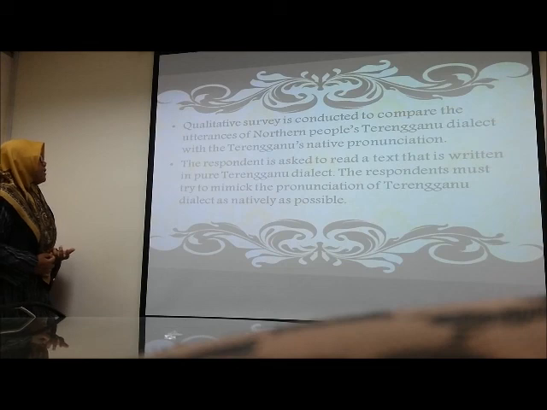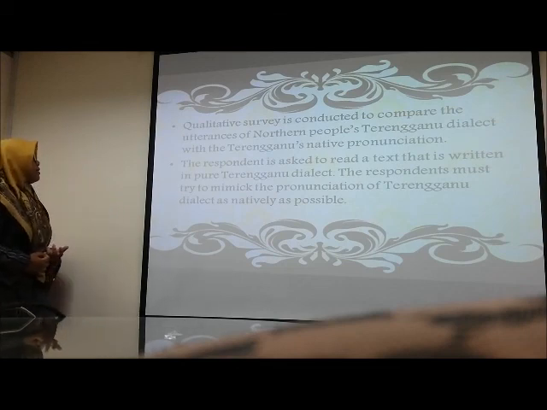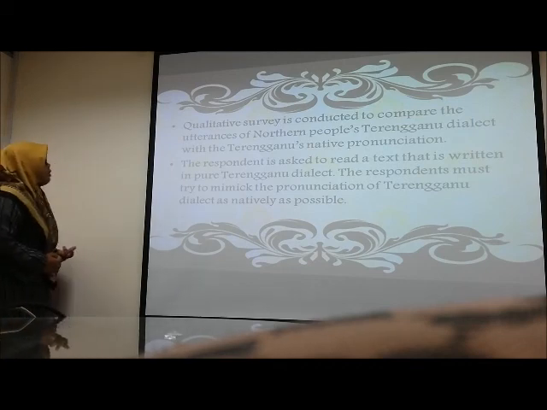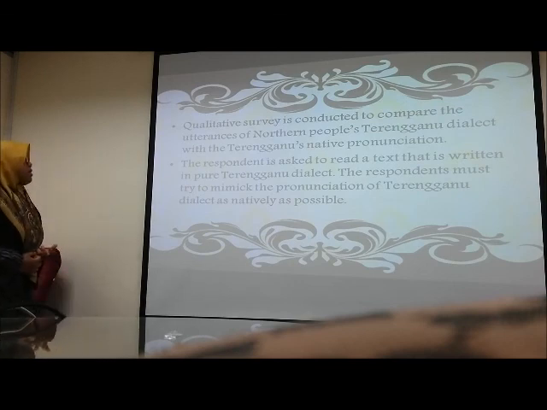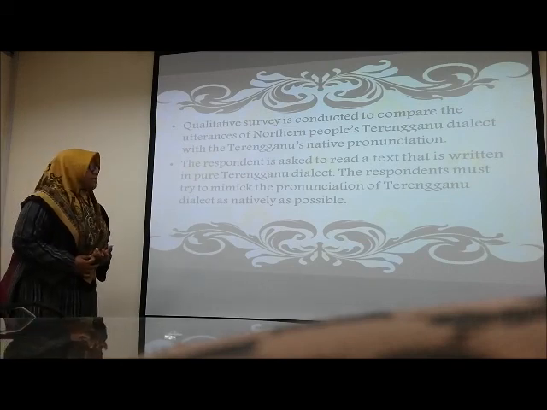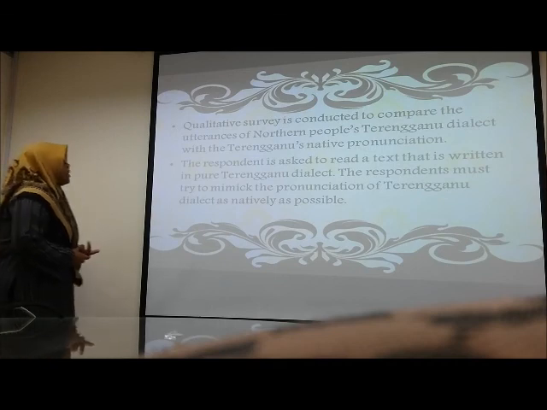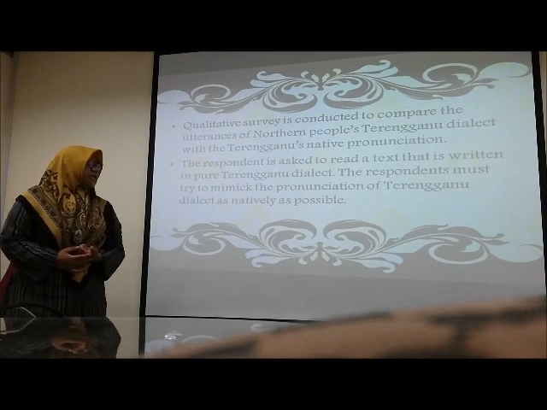Okay, as for the qualitative survey, we conduct it to compare the utterances of northern pupils' Terengganu dialect with the Terengganu native pronunciation. The last one is that the respondent is asked to read a text that is written in pure Terengganu dialect. The respondent must try to mimic the pronunciation of the Terengganu dialect as natively as possible.